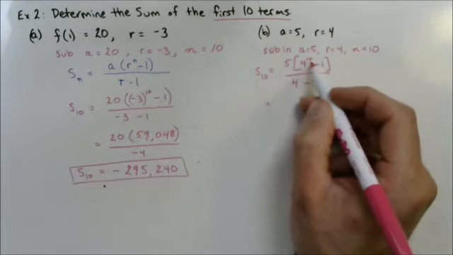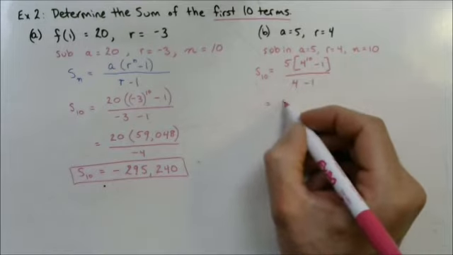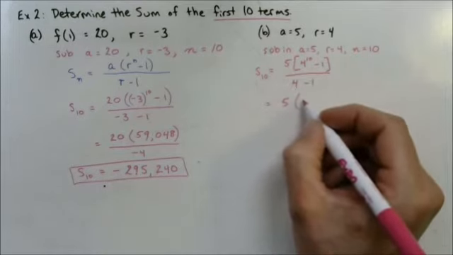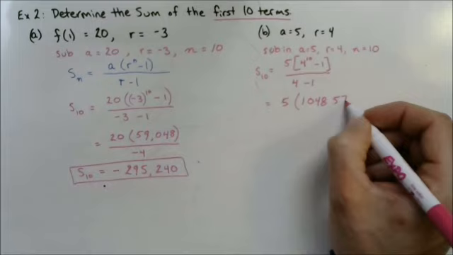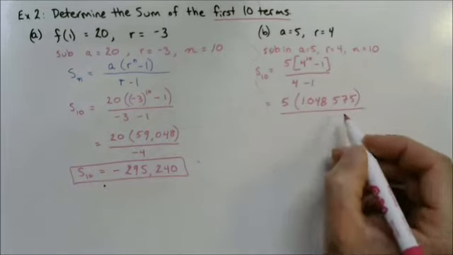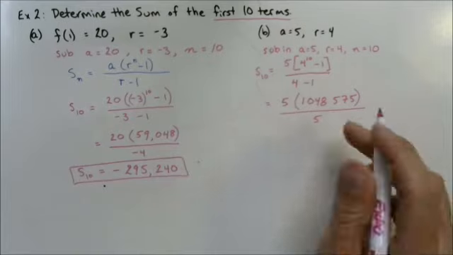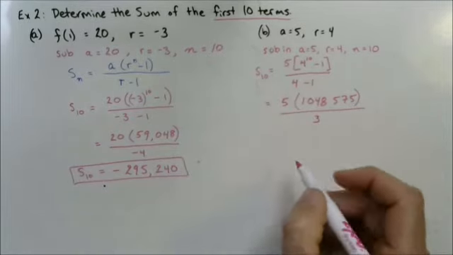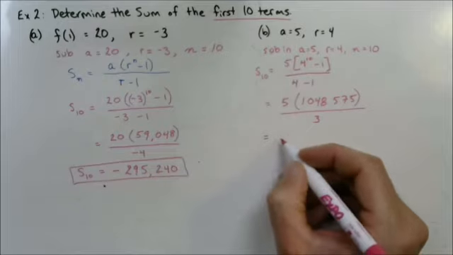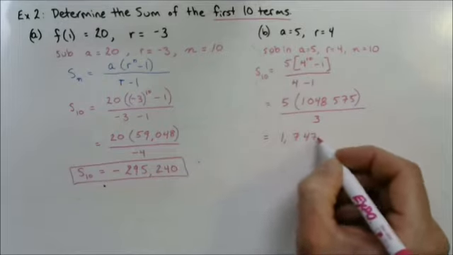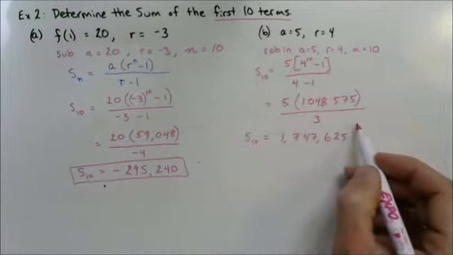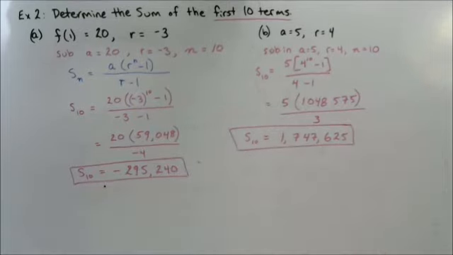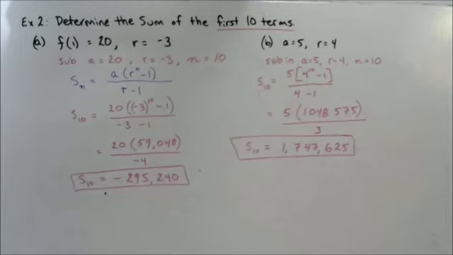Simplify in your calculator. 4 to the power of 10 minus 1 changes our numerator to 5 times 1,048,575, all over 5. Sorry, over 3. Again, in your calculator, you get your final answer of 1,747,625. Sum of the first 10 terms of the geometric series. All right, it's just applying the formula, plugging things in the right way.